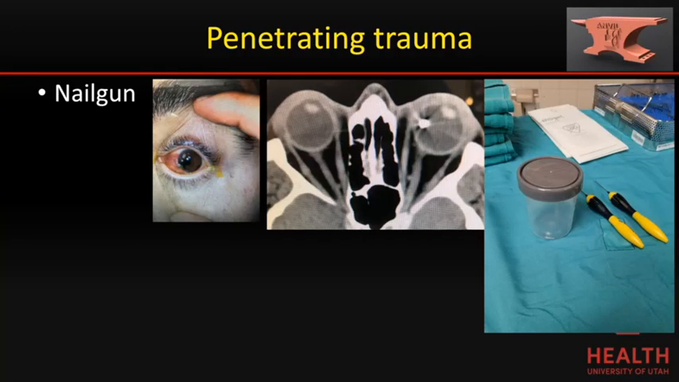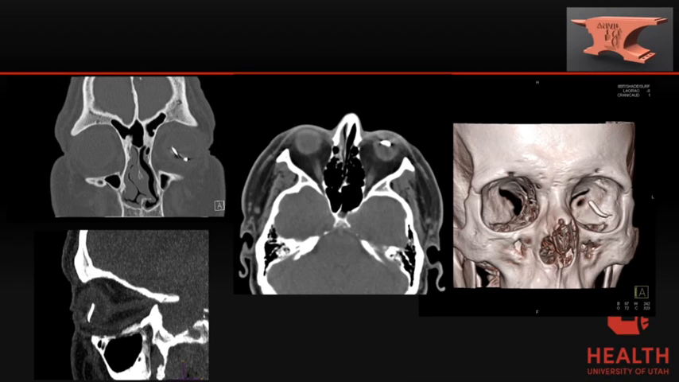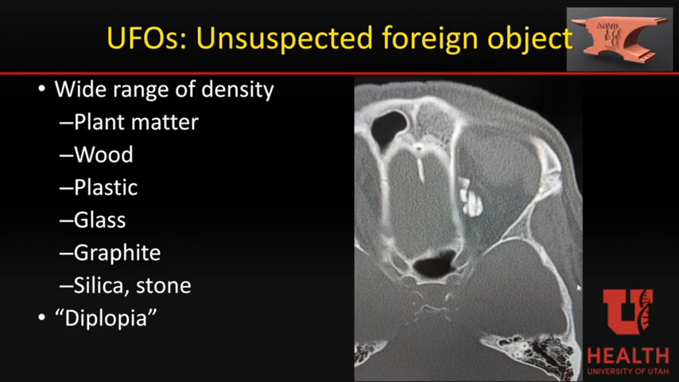For our surgical colleagues, it's always important to characterize where the lesion or fragments of a mass are located. This was a nail gun injury with an iris laceration located medially. Additional nail gun fragment was located. Many patients don't remember their trauma or it happened so remotely, and there can be a wide range of density from plant matter, wood, plastics, glass, graphite, silica, stone fragments, metal tool fragments. This patient came in with a history of diplopia and had scarring of their medial rectus from an unknown foreign object.